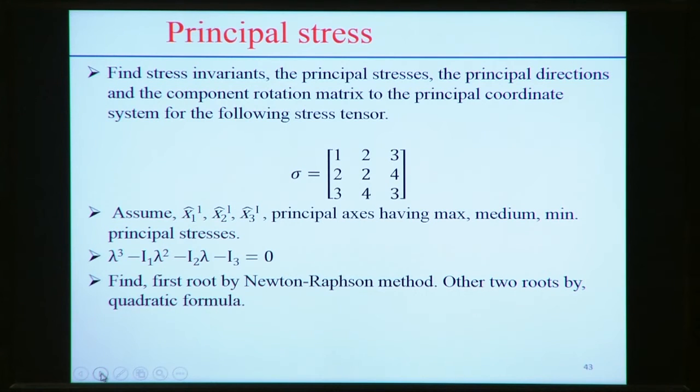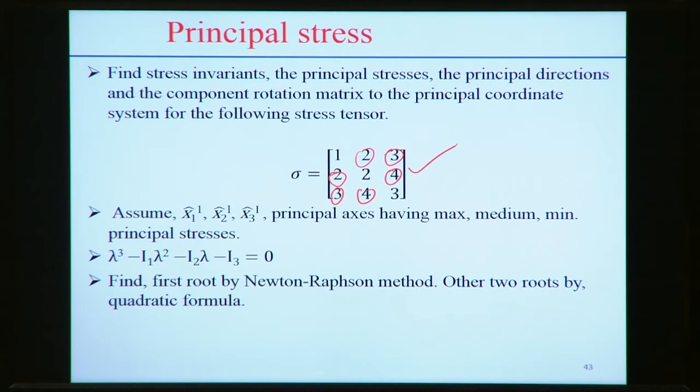For example, the principal stresses or principal directions can also be found considering the rotation matrix with respect to the principal coordinate system of the following tensor. Suppose the stress is defined this way: 1 2 3, 2 2 4, 3 4 3. Here the 2 and 2, the 3 and 3, and the 4 and 4 match. That means it represents a symmetric matrix.